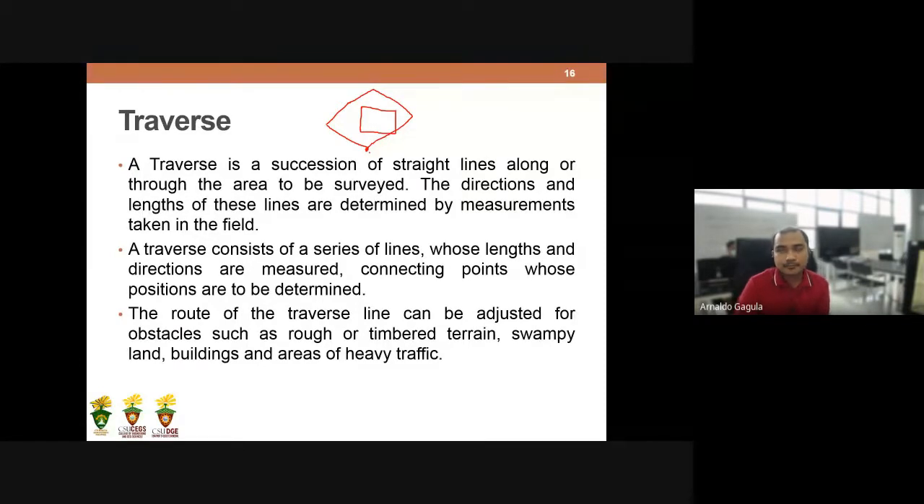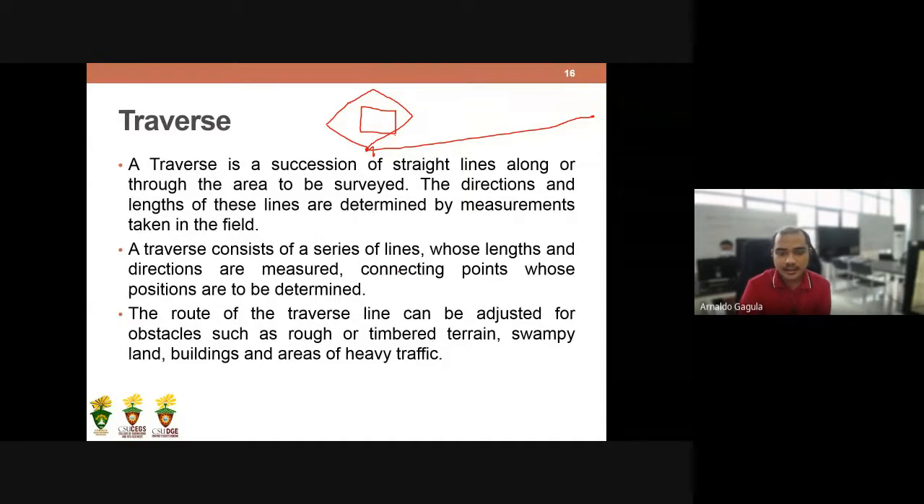Since imong station 1, dapat naka-tie ni siya sa known reference, like for example, imong ground control points, so dapat naa kay kuhaan dito og value. Backsight ka dito, then padagan og traverse. And the route of the traverse line can be adjusted for obstacles such as rough or tempered terrain, swampy land, buildings, and areas of heavy traffic. So imo na siyang buhaton kung dili jud accessible, tuyukan nimo ang isa ka area para makakuha ka og coordinates sa imong lot nga i-survey or i-relocate.